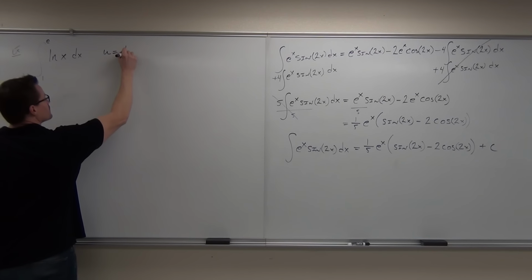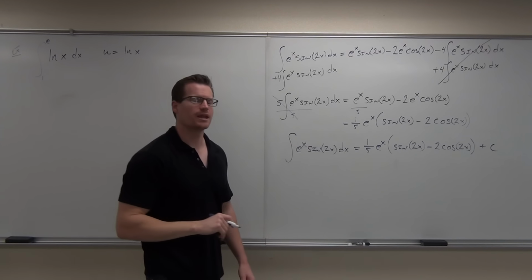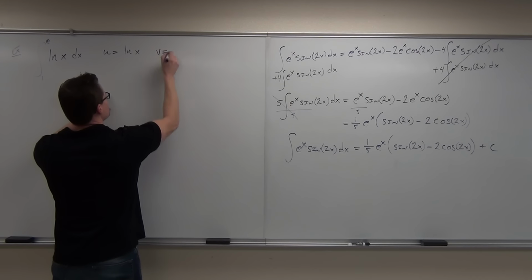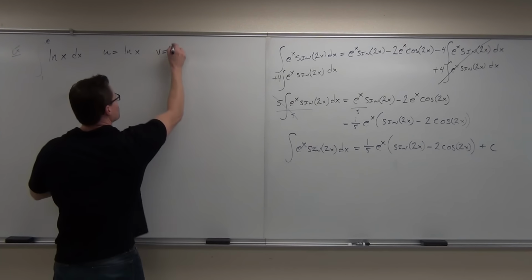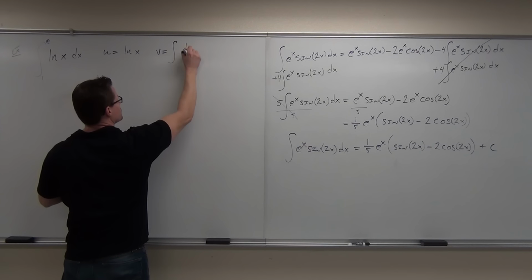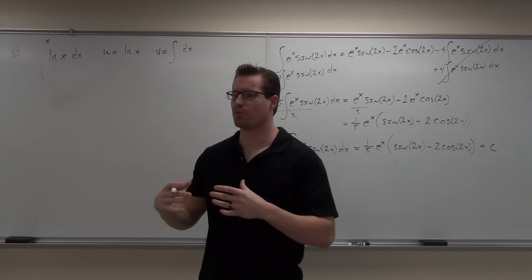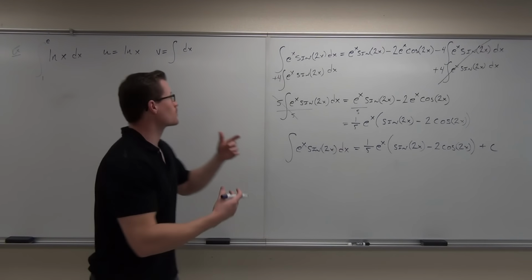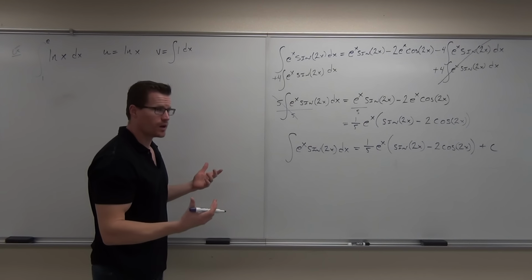So u equals ln x. Now, if u equals ln x, see if you guys are thinking outside the box here. dx. How much is v? It's got to have an integral. Integral dx. If you don't know what integral dx means, it's the integral of 1 dx. Remember how x is 1x? Integral dx is really integral 1 dx. A lot of people don't write the 1, but it's there.